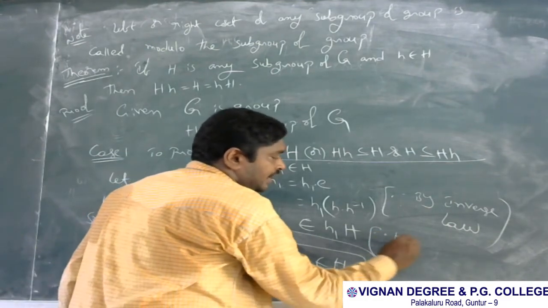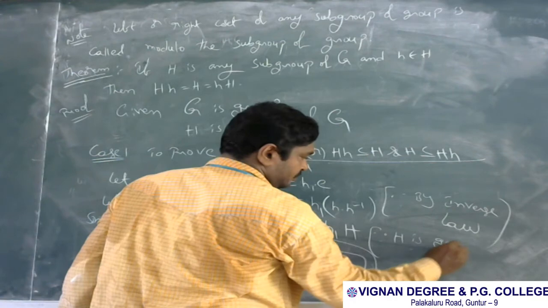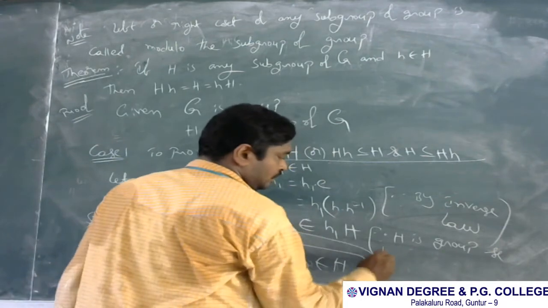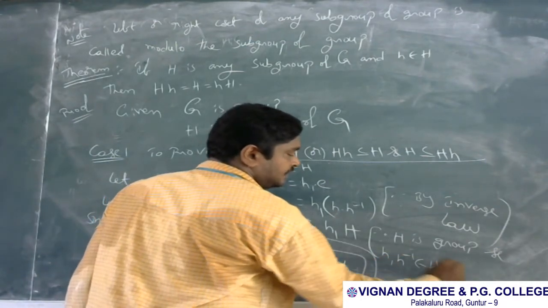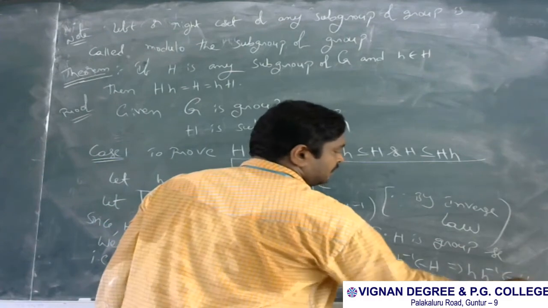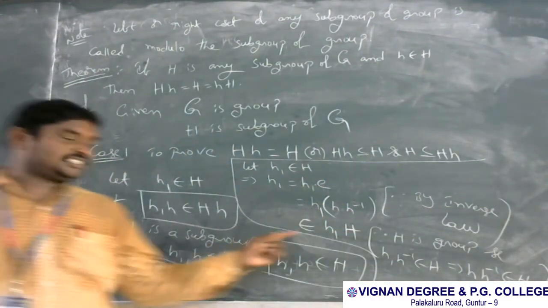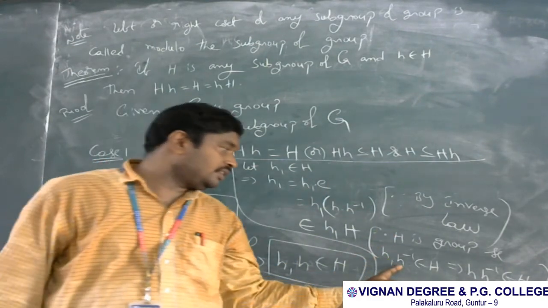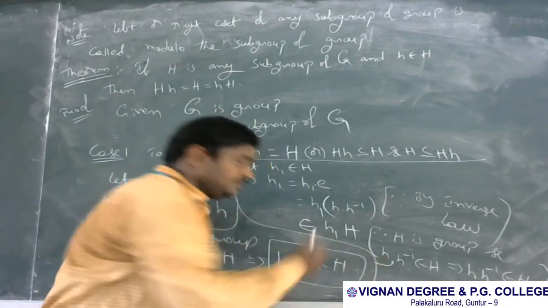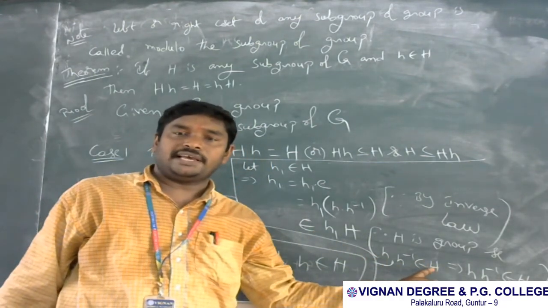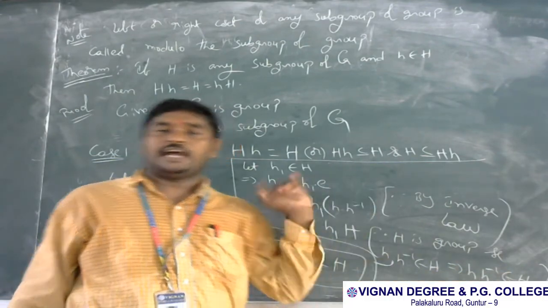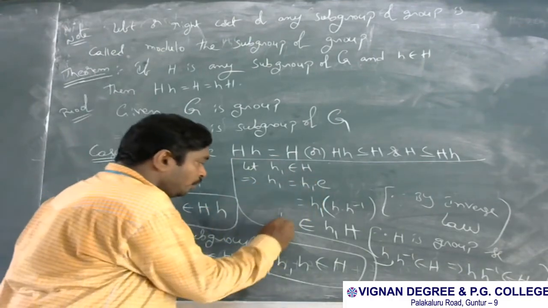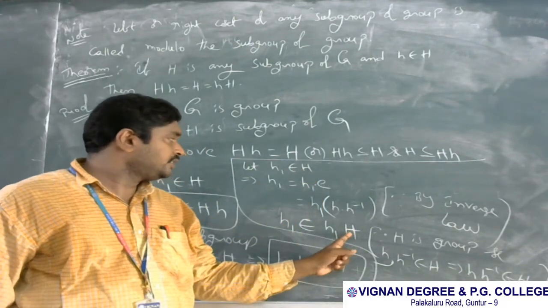Since capital H is a group and h comma h belongs to capital H, that implies h into h inverse belongs to capital H. Okay, friends, since capital H is a group, h comma h inverse belongs to capital H implies h into h inverse belongs to capital H. So first you have taken small h1 in capital H. Now you have proved h1 belongs to h1 into H.